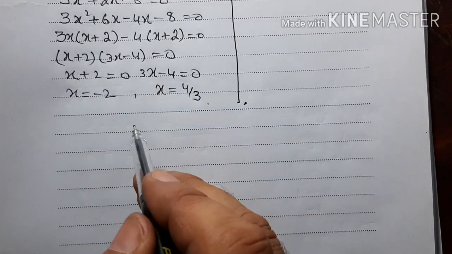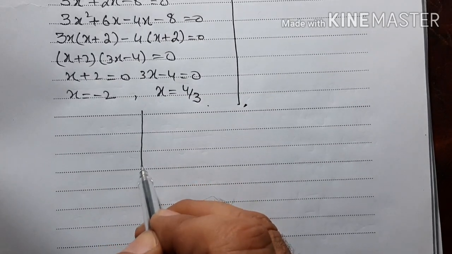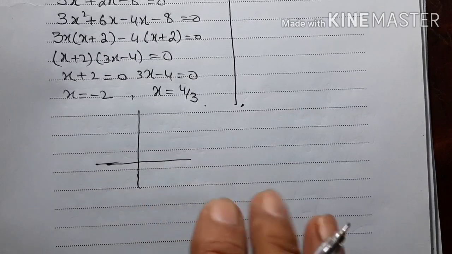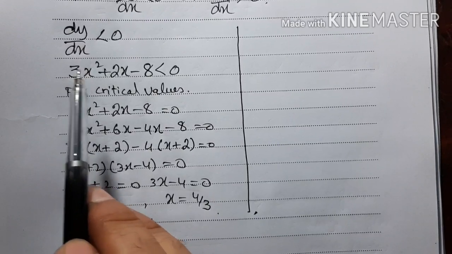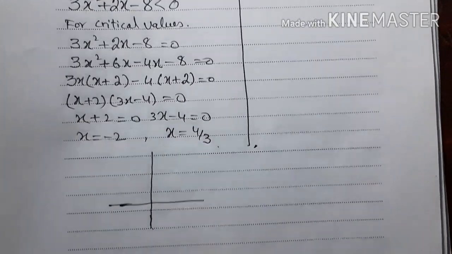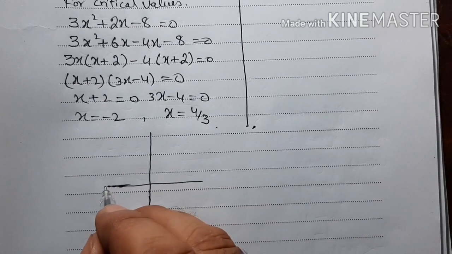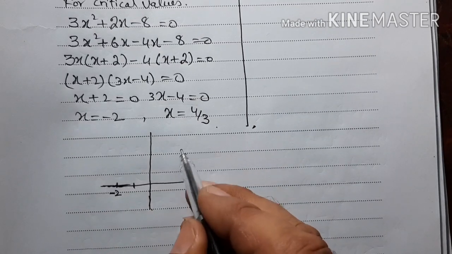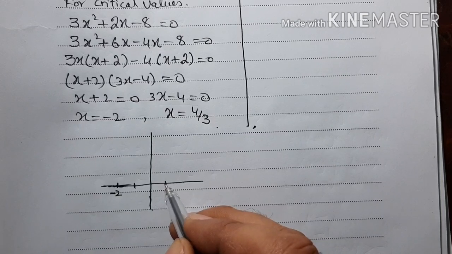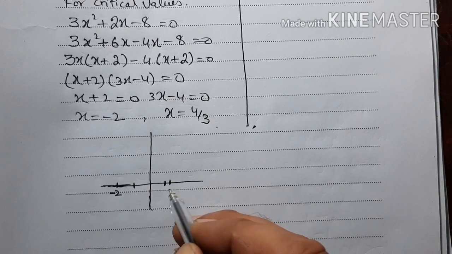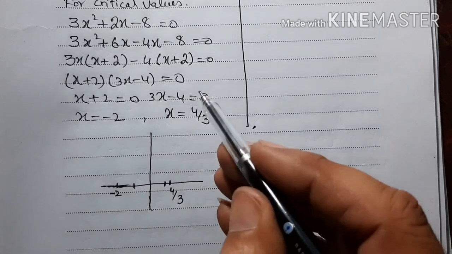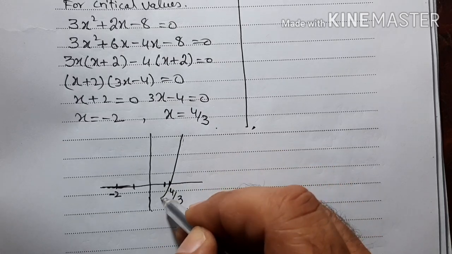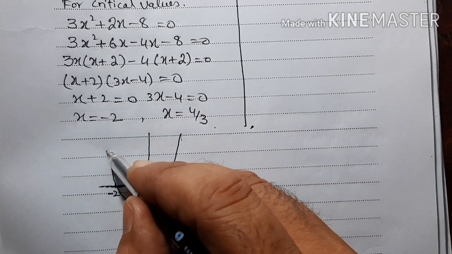Okay, so if I draw a parabola, it's a cup shaped parabola because the coefficient of x squared is positive. So these are the two critical values which I got. This is minus 2 and this is 4 over 3. So the cup shaped parabola will come like this.